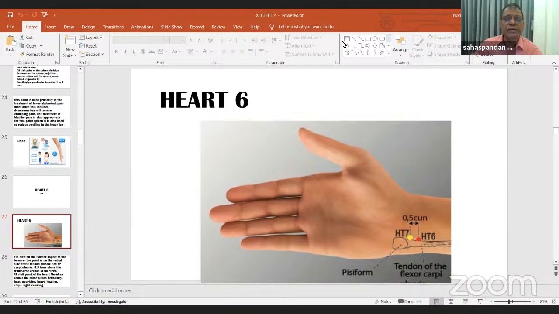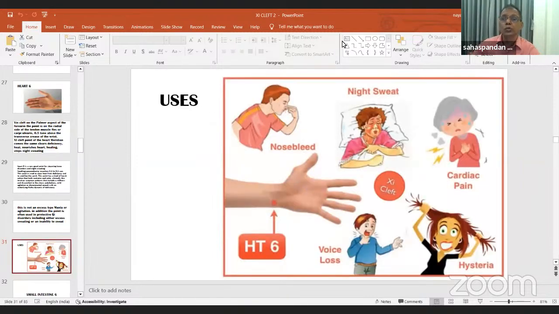Uses of this point: nosebleed. The allopathic word for it is epistaxis. Nosebleed. Night sweating.